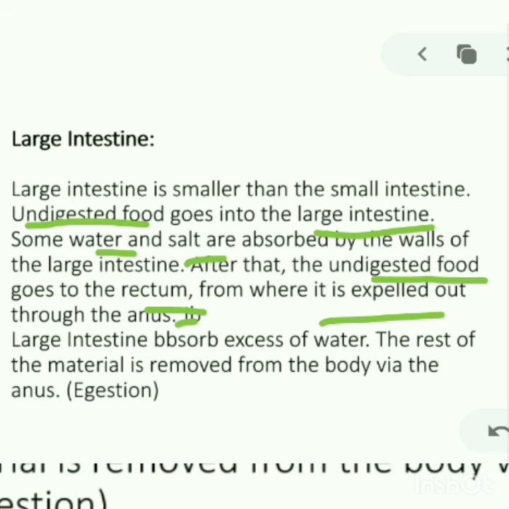The large intestine absorbs excess water. The rest of the material is removed from the body by the anus. So finally the process of digestion is completed over here. It means all the nutrient particles are absorbed by the small intestine and finally digestion takes place in the small intestine. Now the undigested part moves into the large intestine, where the large intestine removes the unwanted waste from the body through the anus.